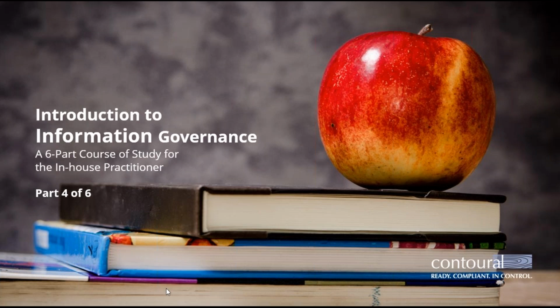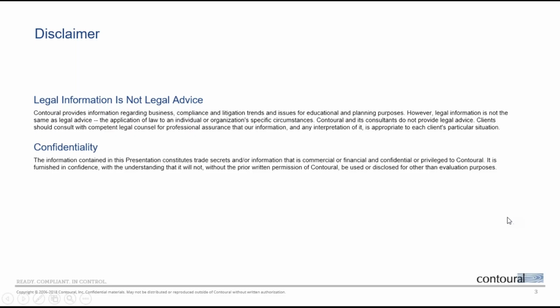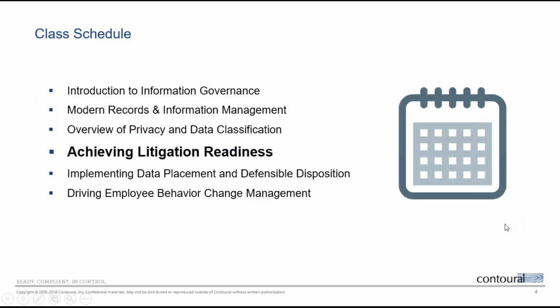Welcome to today's webinar. This is Mark Donovan from Control, and this is the fourth part of our six-part series, an Introduction to Information Governance series. If you've been with us for some of the past webinars, we've talked about an introduction to information governance, records management, and last time we talked about privacy and data classification. Today we're going to talk about achieving litigation readiness.